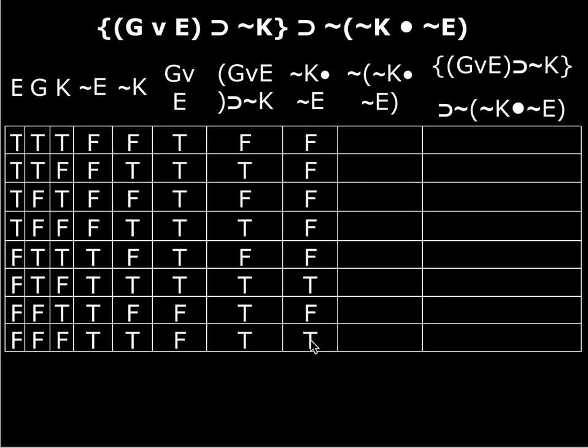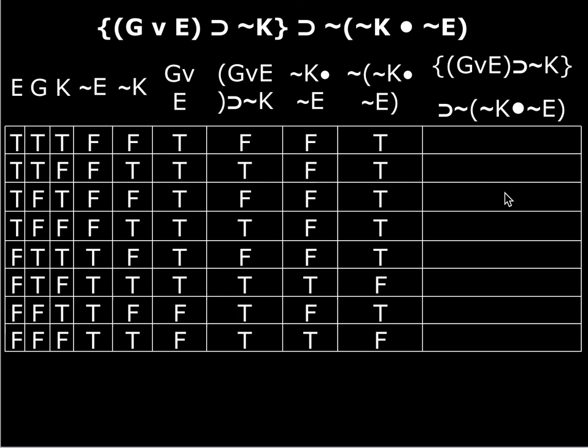Next up, we have the negation of that. So this is just not K and not E. So this is easy. This was false except on 6 and 8, so this will be true except on 6 and 8. Okay, so you can look, I just made every row the opposite.